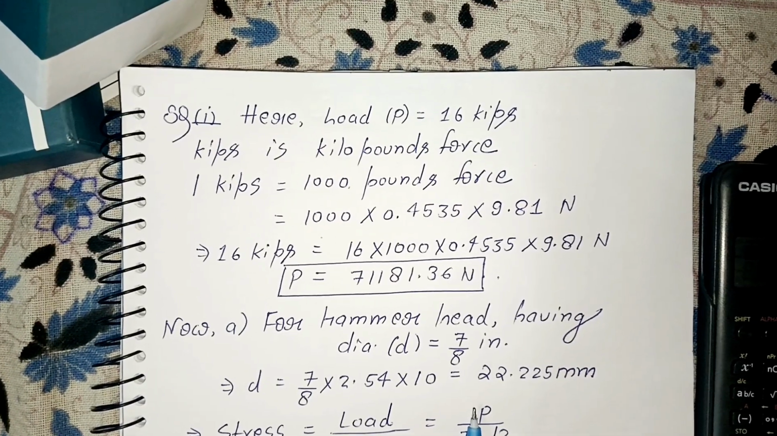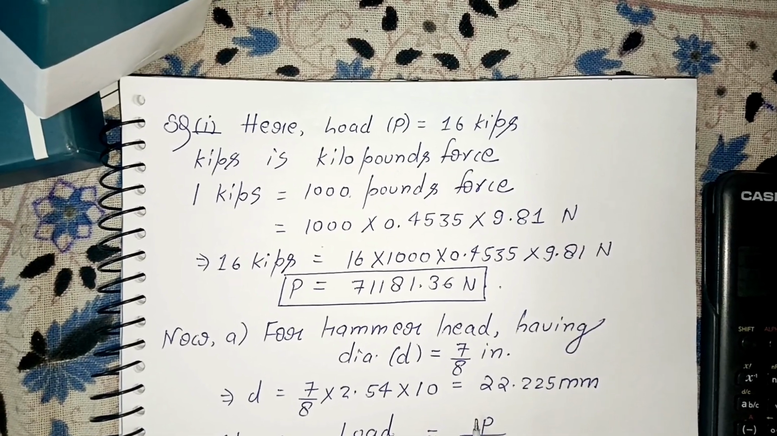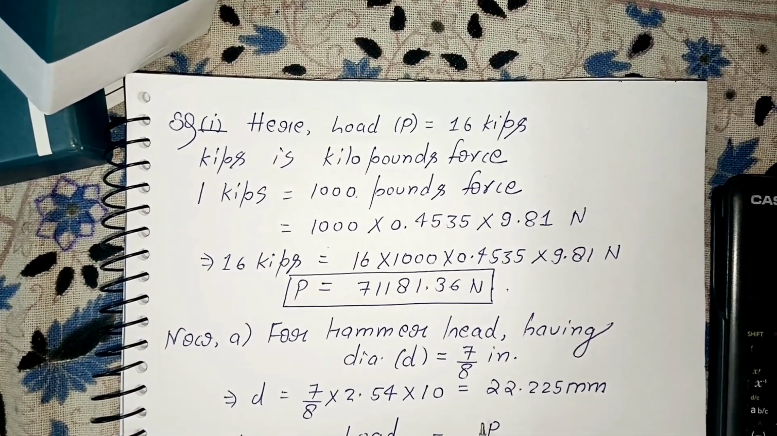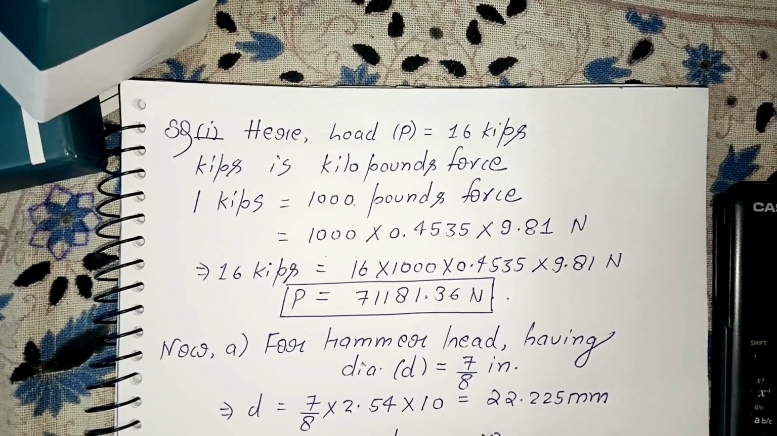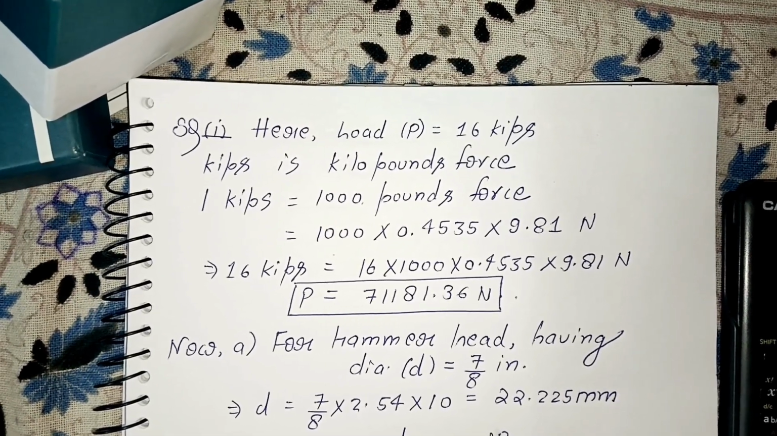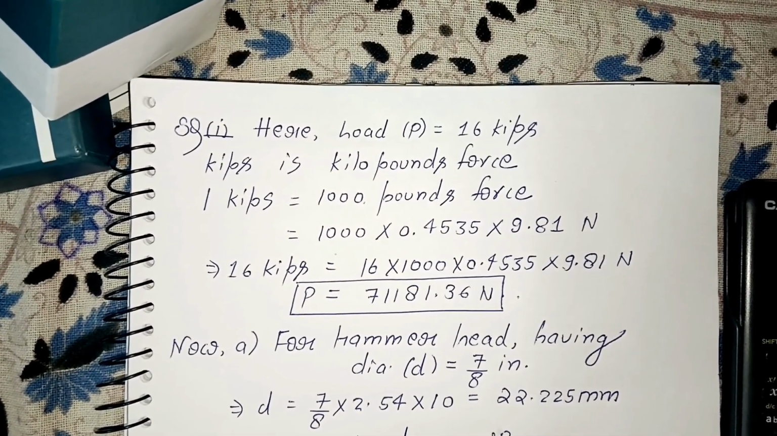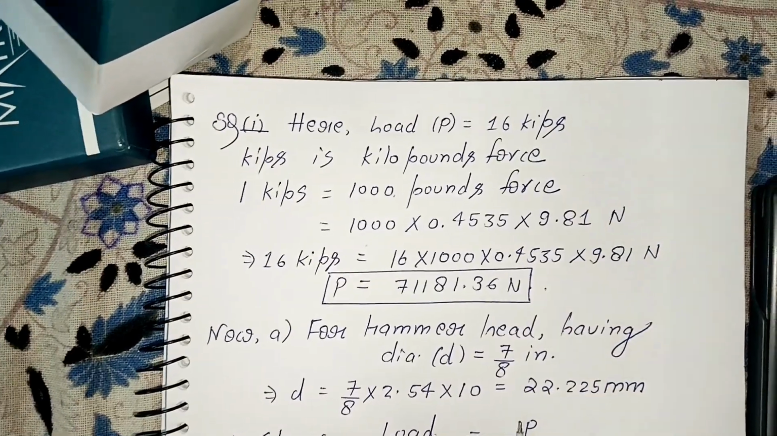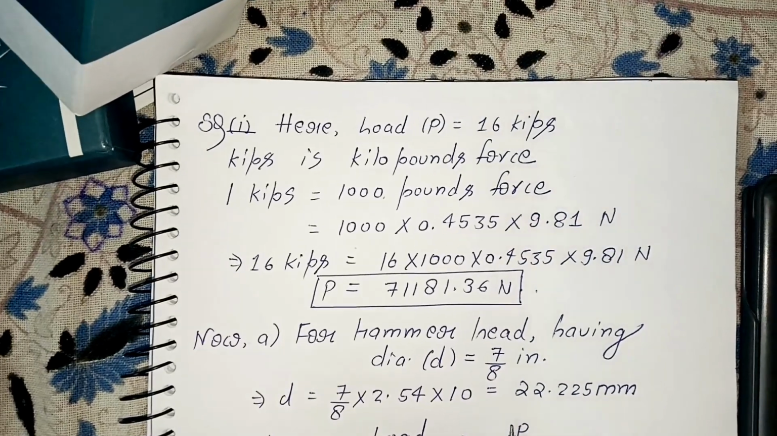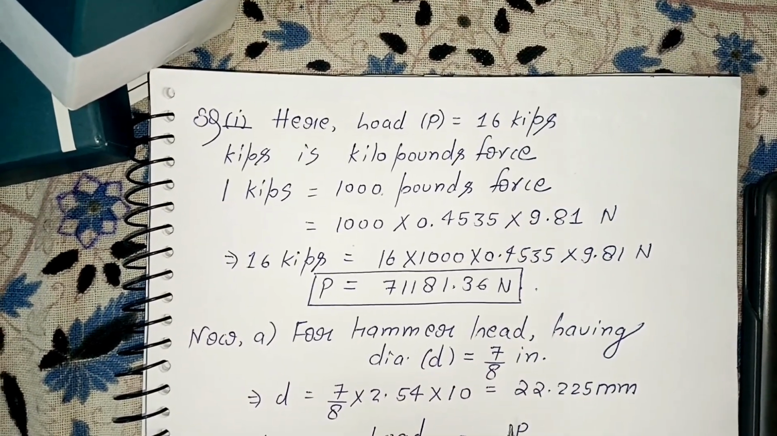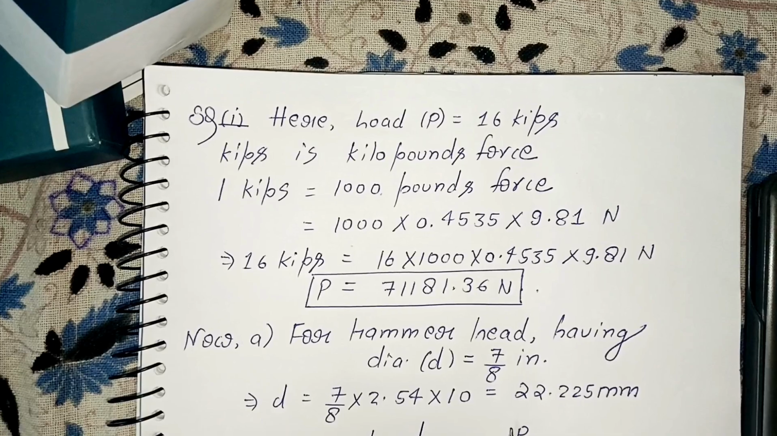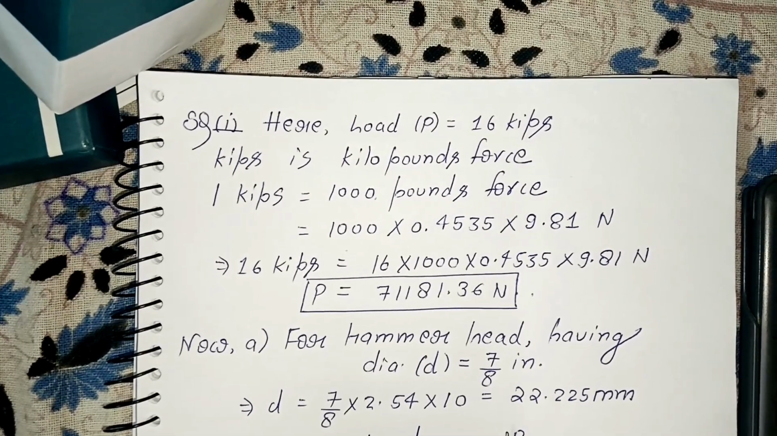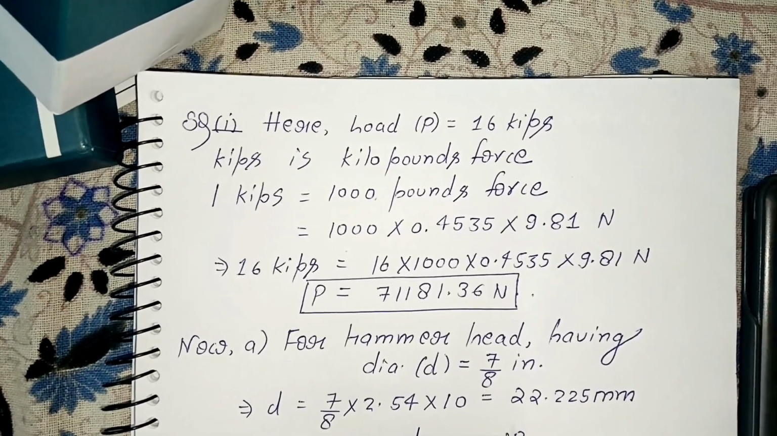So friends, in the first part of the question itself, we are asked to find the value of the stress that is going to be developed because of the application of this particular load by Captain America towards Thanos on the hammerhead and on the bar handle itself. So firstly, we have to note down the value of the load. So in the question, you can see the value of load, that is P, is given as 16 kips.